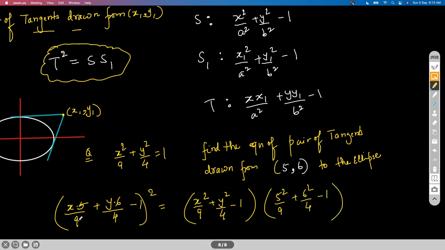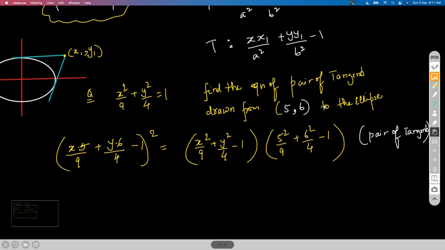I'm not simplifying it. Whatever equation you get from here will be a second degree equation, which will represent a pair of straight lines or pair of tangents. Is it fine? Any questions? Okay. Now, many times students ask me, sir, if I want to get the two tangents separately, then what will I do? One way is to factorize this second degree equation, which I will tell you when I do the pair of straight lines concept with you.